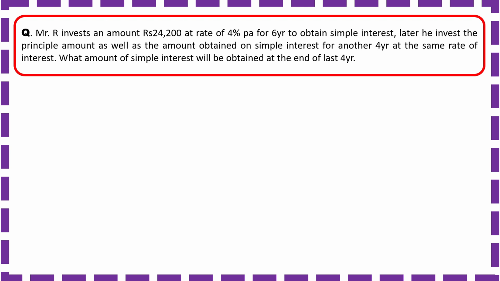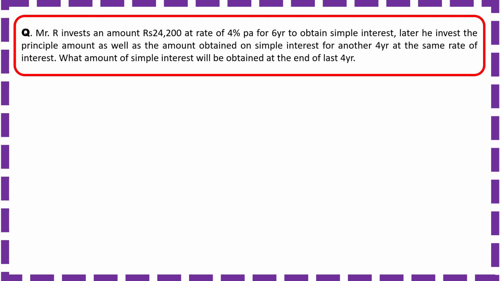So Mr. R invests an amount rupees 24,200 at rate of 4% per annum for 6 years to obtain simple interest, and later he invests the principal amount as well as the amount obtained on simple interest for another 4 years at the same rate of interest. So what amount of simple interest will be obtained at the end of 4 years?